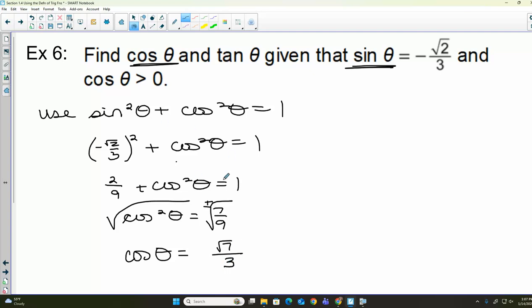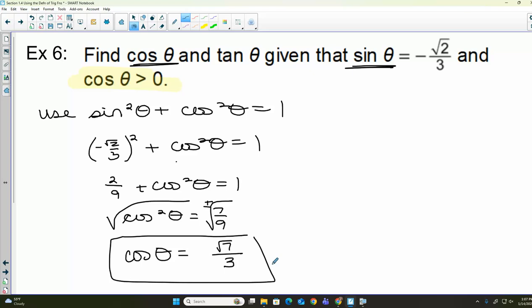Now, I need to decide, is it positive or is it negative? Well, what did I already tell you? It's greater than 0, so it's just the positive version. So you can use that identity to plug in and solve for the other one.